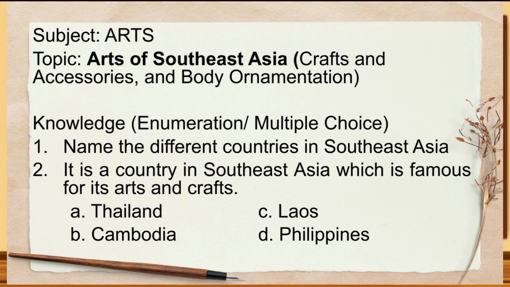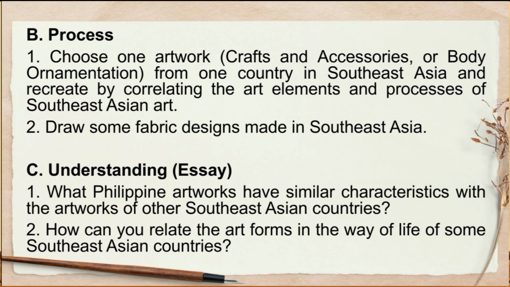Number 1, name the different countries in Southeast Asia. And number 2, it is a country in Southeast Asia which is famous for its arts and crafts. For the process learning outcome, these are the test items. 1. Choose one artwork from a country in Southeast Asia and recreate it by correlating the art elements and processes of Southeast Asian art. And number 2, draw some fabric designs made in Southeast Asia.